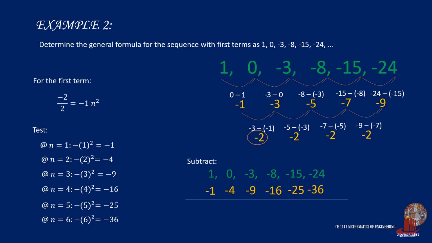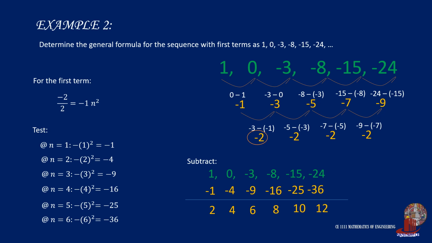Subtract these terms from the original sequence to have the first difference. So 1 minus negative 1 is 2. 0 minus negative 4 is 4. Also, negative 3 minus negative 9 is 6. Then, negative 8 minus negative 16 is 8. Negative 15 minus negative 25 is 10. And lastly, negative 24 minus negative 36 is 12.